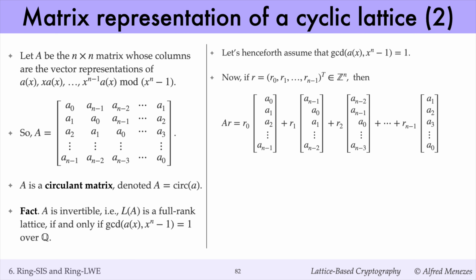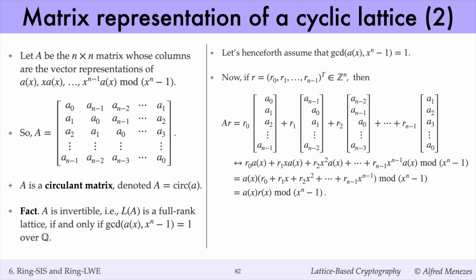Now, if r is a length n integer vector, then A times r is this integer linear combination of the columns of A. The corresponding polynomial representations are r0 times a, r1 times x times a, up to r(n minus 1) times x to the n minus 1 times a, which is equal to a times r modulo x to the n minus 1. So the lattice L of the principal ideal generated by a(x) is a full-rank cyclic lattice with basis matrix A that is circulant.